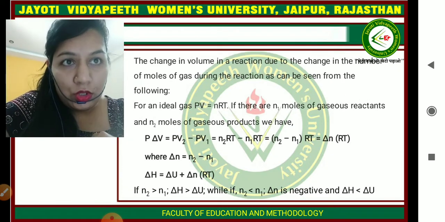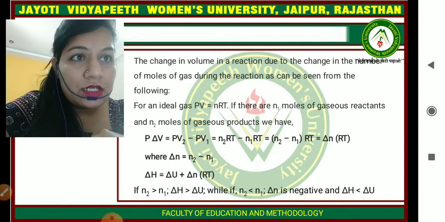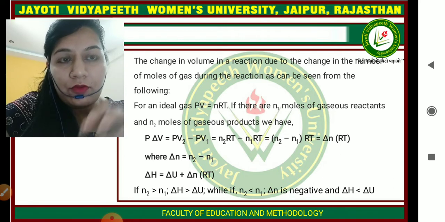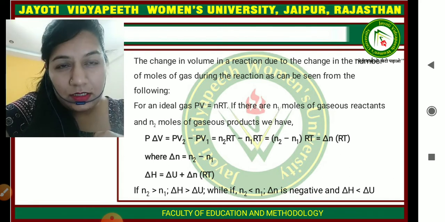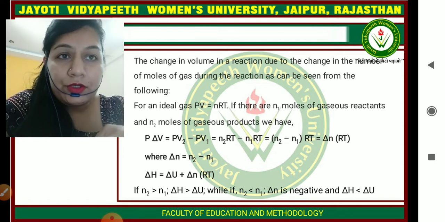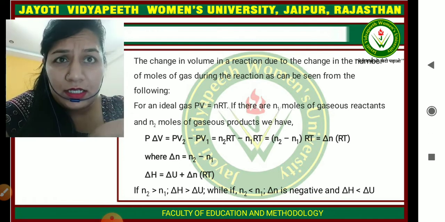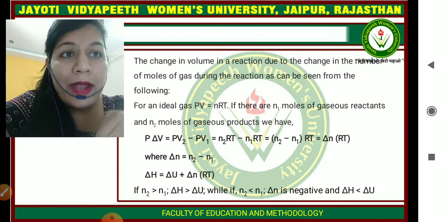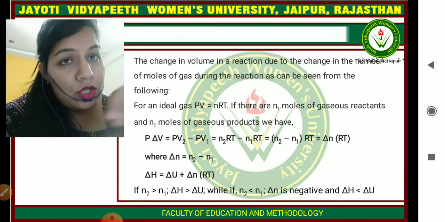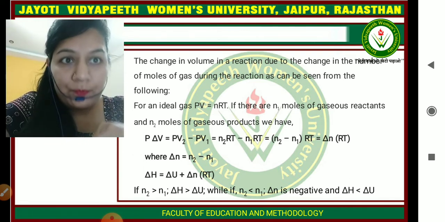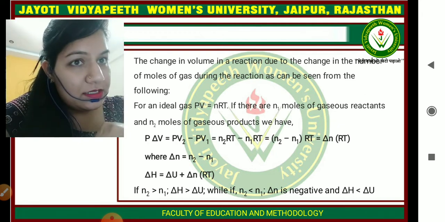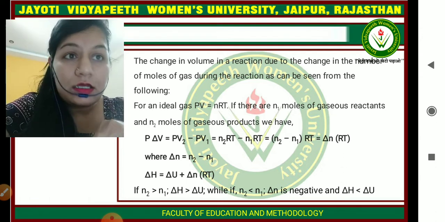The change in volume in a reaction is due to the change in the number of moles of gases during the reaction, as we can see in the following reaction. For ideal gases, we can write PV equals nRT. So here you can put this value for PV, and we can take the number of moles as N1 and N2. N1 moles of gases are reactants and N2 moles of gases are products. So we can write P del V, the change in volume, as P V2 minus P V1, or N2 RT minus N1 RT.